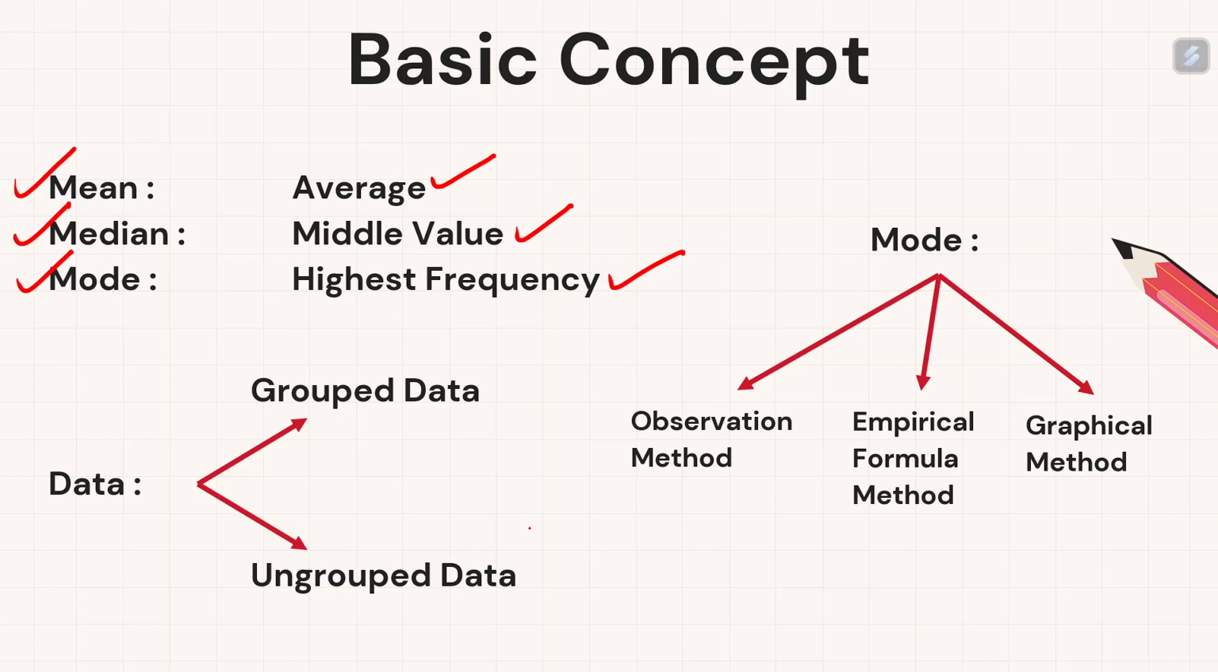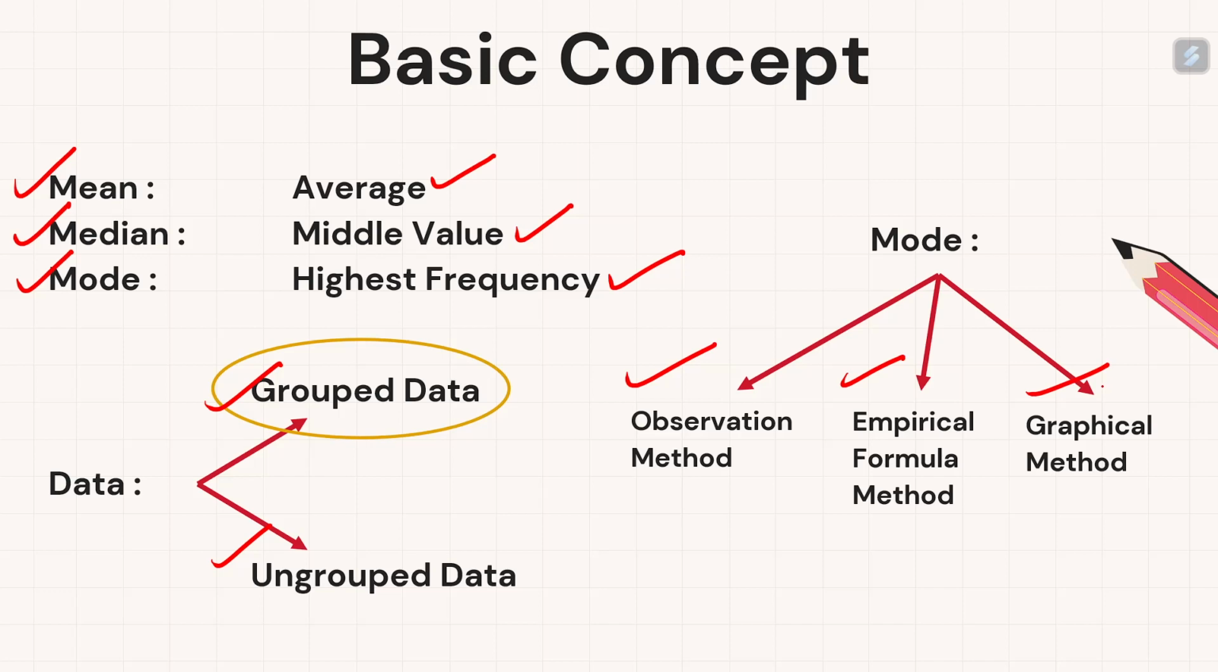The data that is given to us can be of two kinds. They can be either grouped data or ungrouped data. For the sake of simplicity, in our example in this video, we will discuss mode in grouped data, in a grouped frequency distribution table. Now, to calculate mode, there are various methods. One is the observation method, where we just directly see the table and see which data is having the highest frequency, and that is the mode. The second method is the empirical formula method that we will discuss now. And the third is the graphical method, which is also used to find the mode.